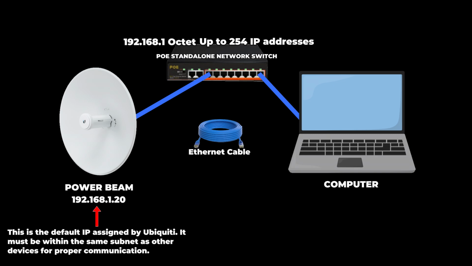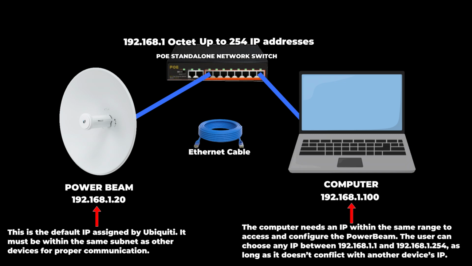The second one is the computer, 192.168.1.100. The computer needs an IP within the same range to access and configure the power beam. The user can choose any IP between 192.168.1.1 and 192.168.1.254, as long as it doesn't conflict with another device's IP.